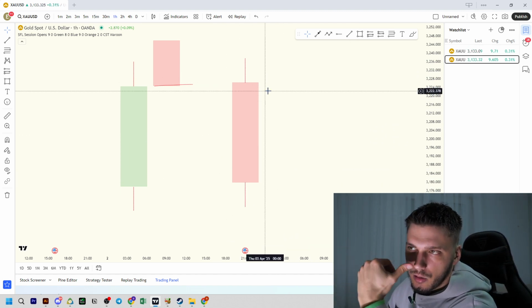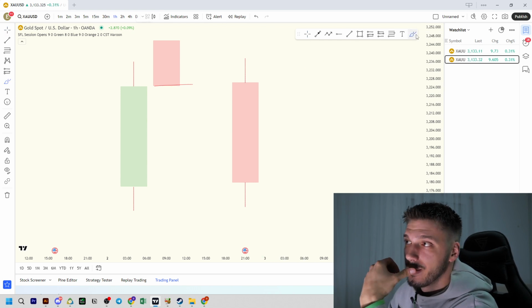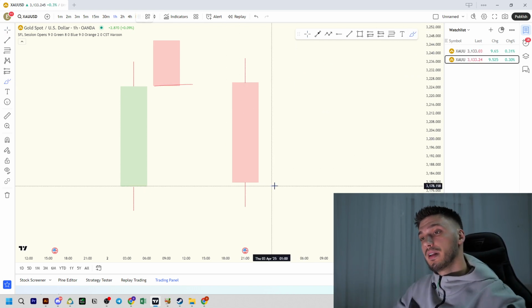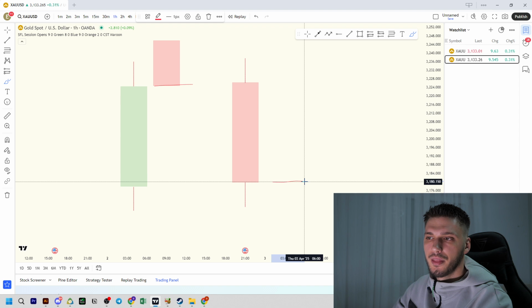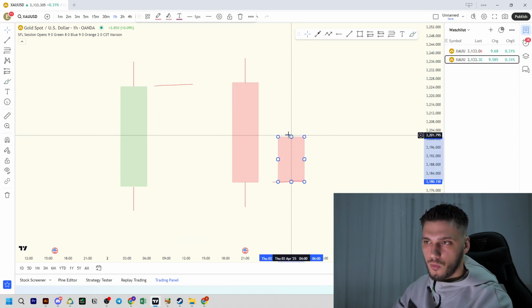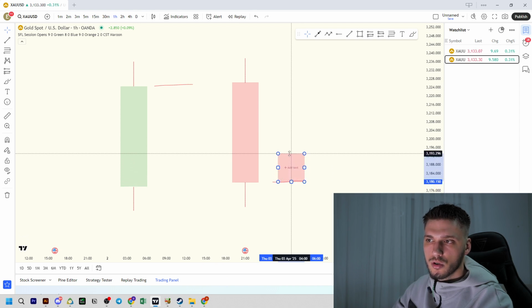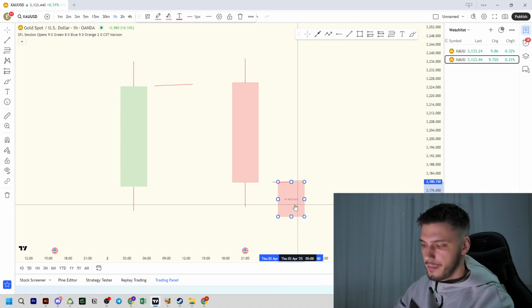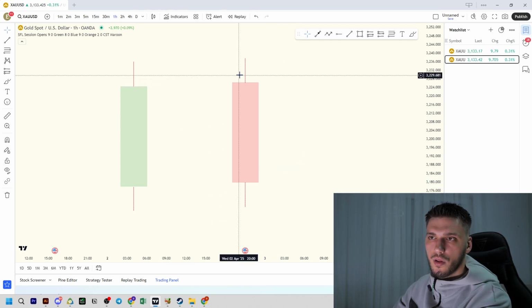And the red candle closes like this, right? The next candle after the red candle is going to open at the bottom. And then the same thing, whatever price does, if the price goes above, this is going to turn green. If the price goes below, this is going to turn red. This is how the candles work.